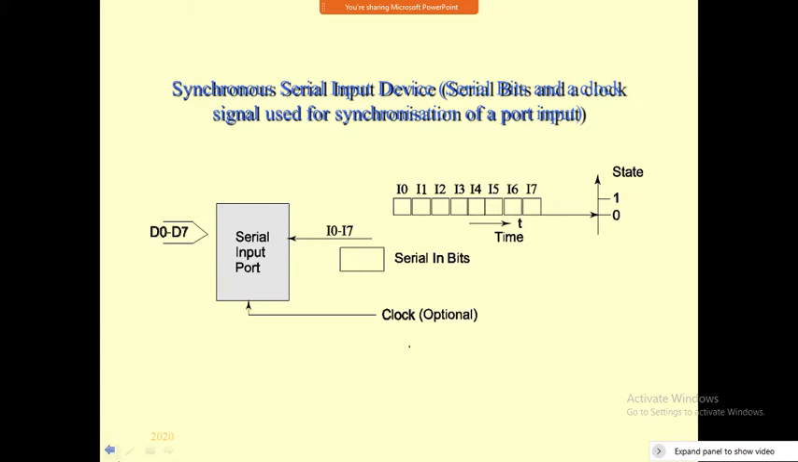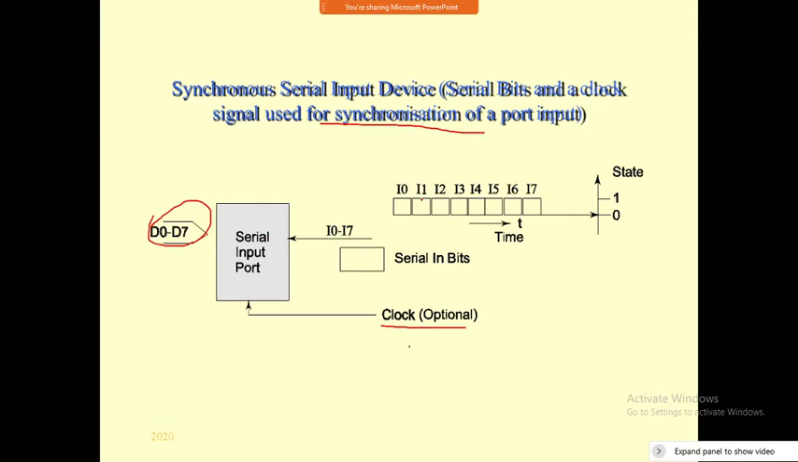See here, this is D0 to D7. These are the data bits. They are going to be sent as an input to the serial input port. Here the clock is going to be used for the synchronization purpose. And here I0 to I7, these are the inputs.